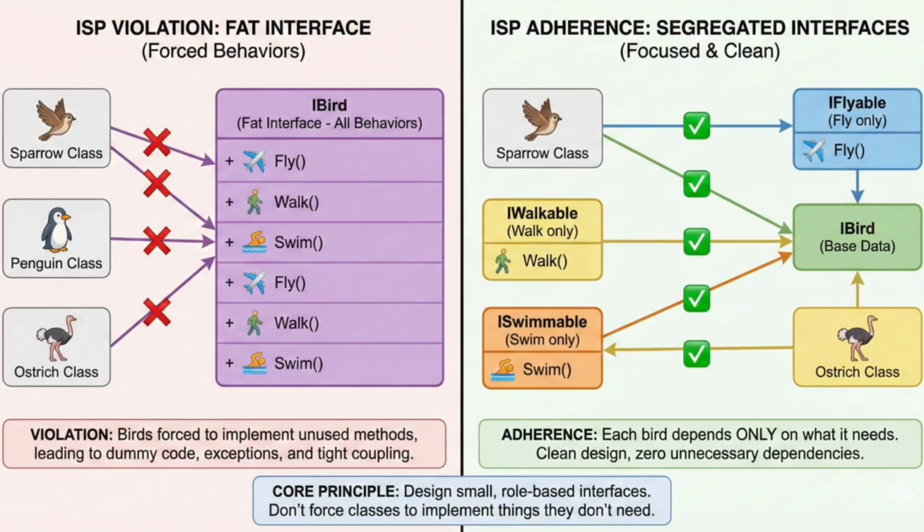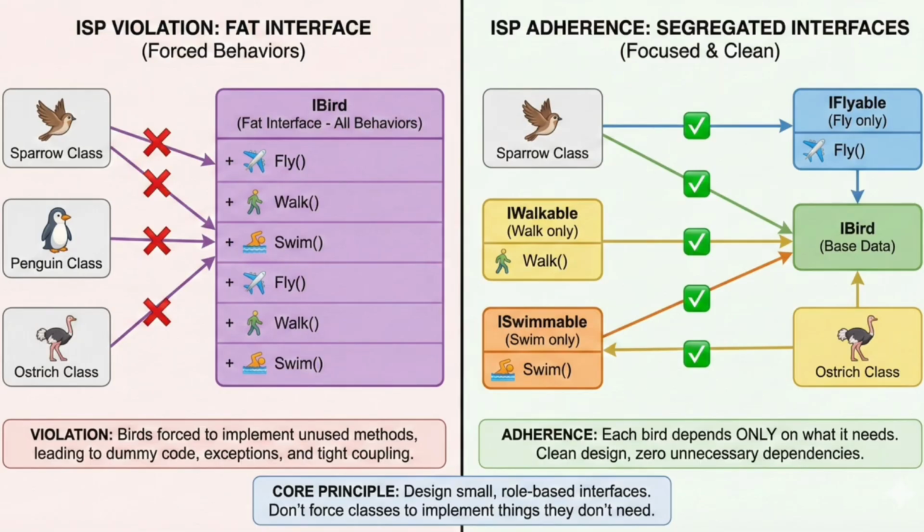Instead of a bird flying problem for LSP, here ISP fits beautifully in the same concept. ISP violation. We create one interface, IBird: fly, walk, swim. Now every bird must implement fly, walk, and swim. But sparrow cannot swim. Penguin cannot fly. Ostrich cannot fly. So developers end up writing empty methods, not supported exceptions, meaningless implementations. This violates ISP because these birds are being forced to depend on behaviors they don't need.